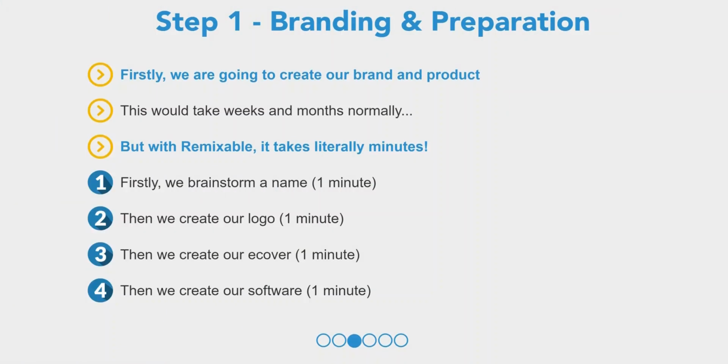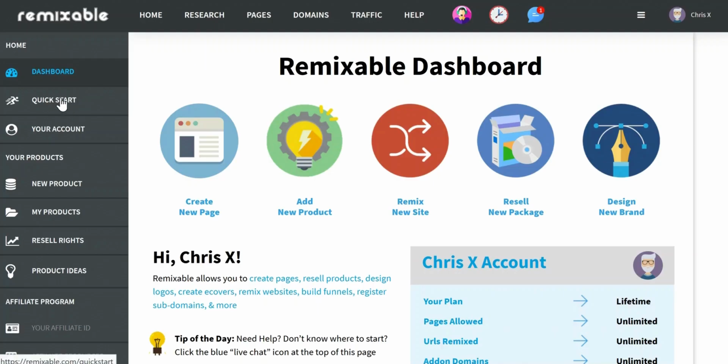So the first step that we're going to take is to create our branding and product. And this is basically our preparation. This would normally take weeks and months to do, but with Remixable, it literally takes just a few moments. So the first thing we'll want to do is to brainstorm the name of our product. And to do this, we'll just head over to Remixable and click on the Quick Start Guide, where I'll walk you through the process of how we actually come up with the name of our product.